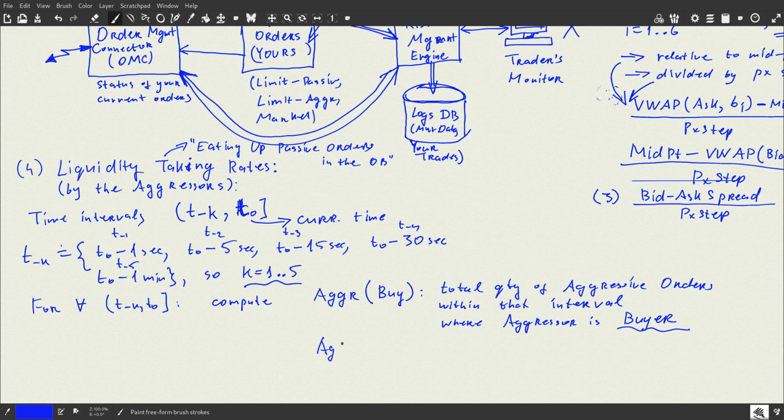And similarly, I can say aggressive K sell, which is a similar thing: the total quantity of aggressive orders within this interval where the aggressor is the seller. We have already discussed that at the end of the previous lecture, although I now put it in a little bit more detail. Is it clear what kind of features we need to implement? These are our features: aggressive K buy, aggressive K sell for K equals 1 to 5, for example, and the quantities are computed this way. So one feature is like a vector of numbers. Feature 4 consists of 10 numbers altogether.